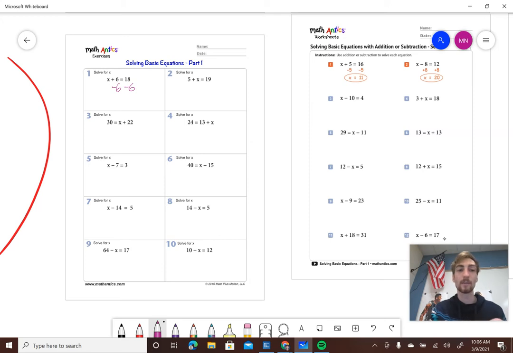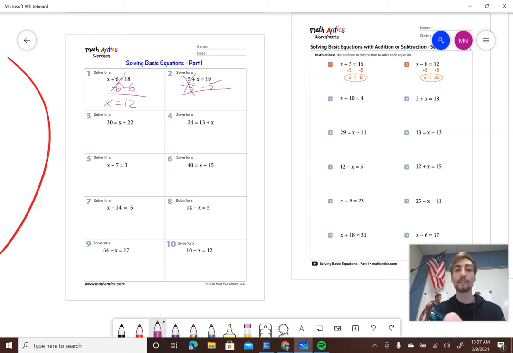So what number plus 6 equals 18? If I subtract 6 from both sides, I get rid of my plus 6 here. And then 18 minus 6 gives me 12. X equals 12. Over here, I am adding 5, so instead I'm going to subtract 5 from both sides.